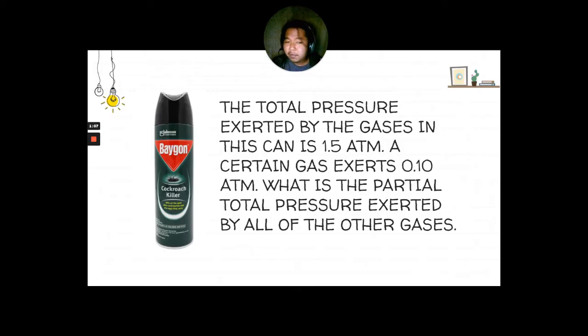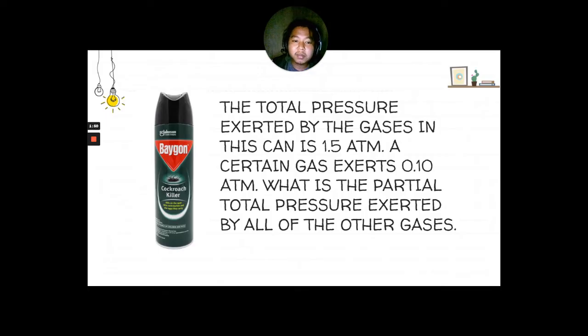So yan, as I remembered in your expectations, you want to relate chemistry in your daily life. So I'll be using examples that are actually in our day-to-day basis. So for example, a bygone here with me, they are very similar. I'm not endorsing bygone. Inside, these are gases. The total pressure of the gas in this can is 1.5 atm. Now, these are just hypothetical examples, and these are not accurate. A certain gas in this bygone exerts 0.10 atm. What is the total partial pressure exerted by all of the other gases?